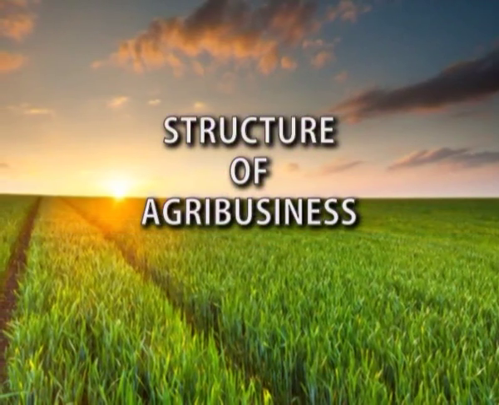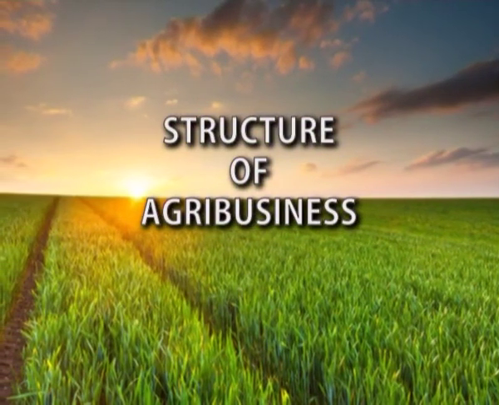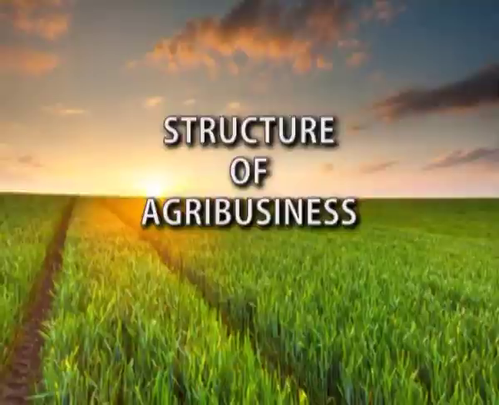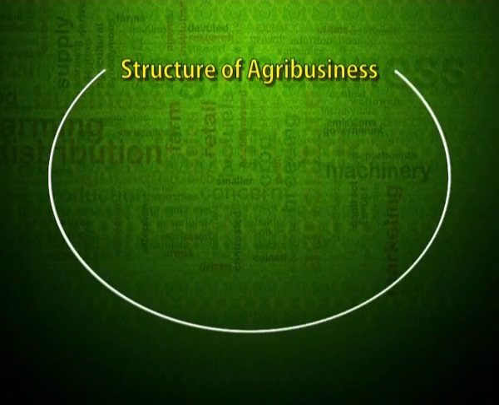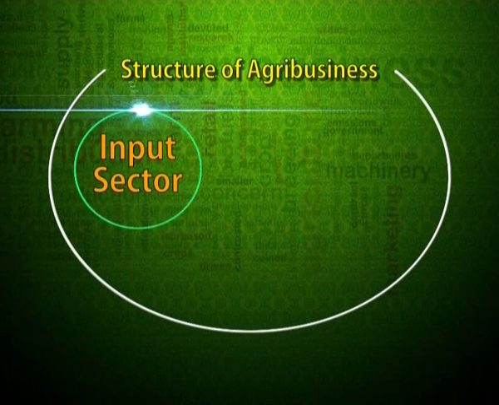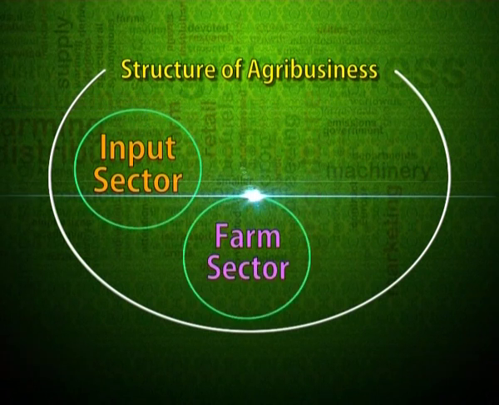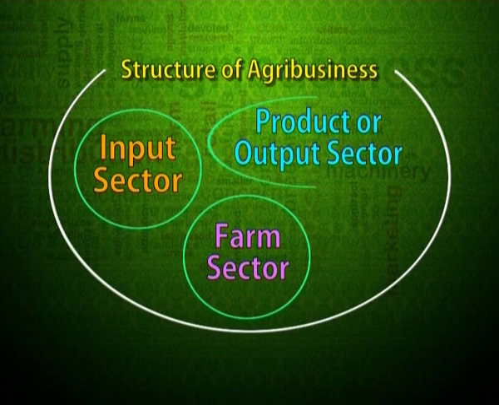Now let's move to the structure of agribusiness. The structure of agribusiness can be understood with the study of its sectors and the system. Agribusiness, in general, can be split into three economically interdependent sectors. They are the input sector, the farm sector, and the last one, the product or the output sector.